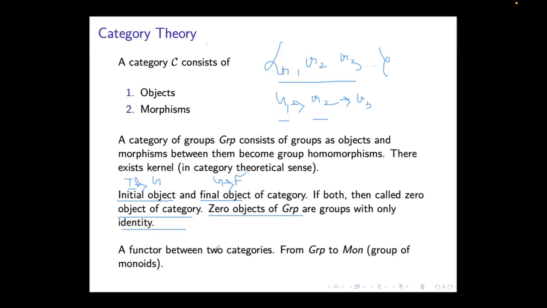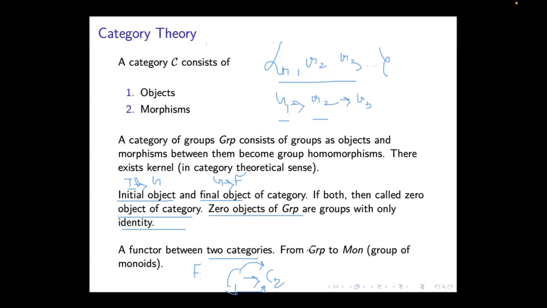Now, what is a functor? A functor is between two categories. As we said, anything can form a category: a category of sets, category of groups, category of topological spaces, and so on. So now what you can do is define two categories, C1 and C2, and say that there exists a map between them. That is called a functor. It will take the objects in this and map them to the objects in this, and will also take the morphisms in this and map them to the morphisms in this.